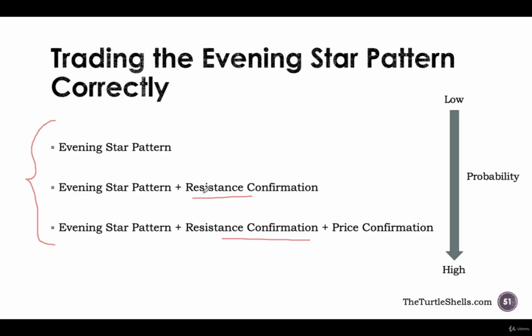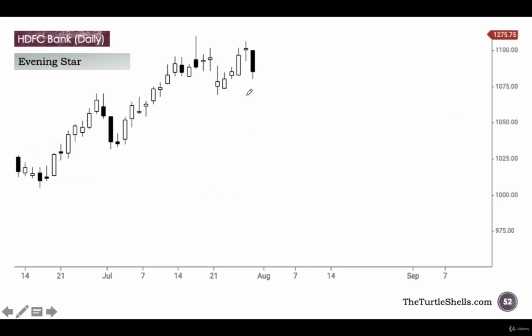So let's come back to this chart again. So that's our resistance, the evening star confirming prior resistance. We can take a trade here, keep our stop loss here for this much amount of risk. And then we can expect the price to go down.